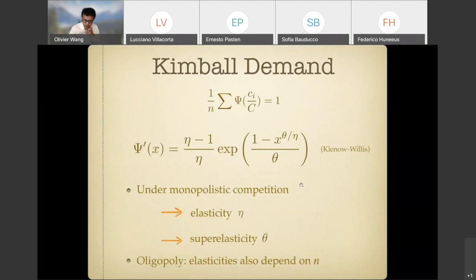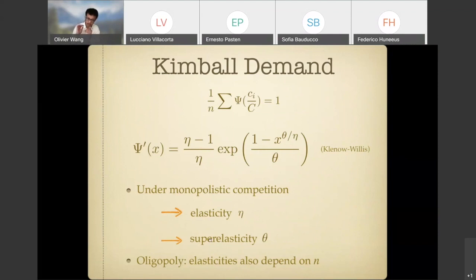So now I'm going to specialize a bit. Everything we do is really non-parametric, just in terms of elasticity, superelasticities. But just to connect with the literature, I'm going to use this functional form for Kimball demand, which is from Klenow and Willis, because it's what's most commonly used, where the elasticity is this parameter eta, and the superelasticity, which is the elasticity of the elasticity.